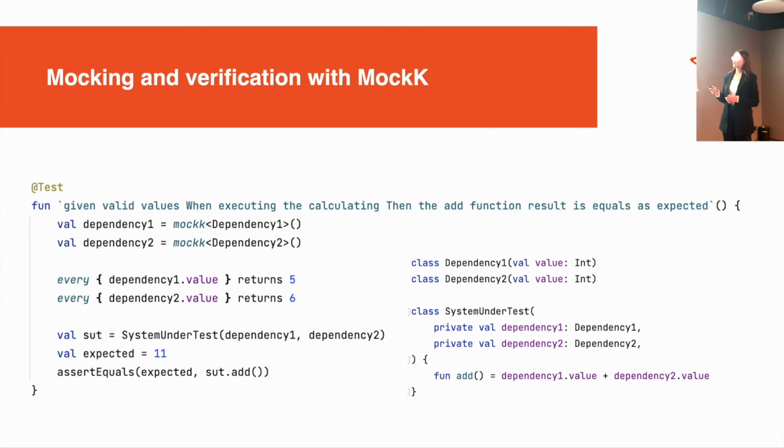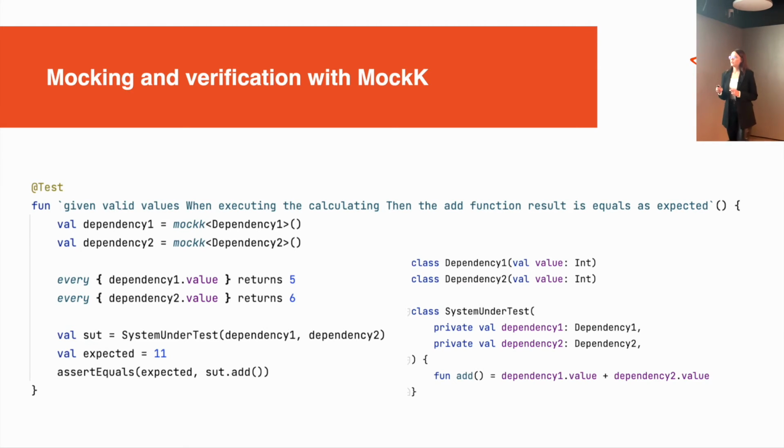So first we need to create mocks of our two dependencies. We say mock dependency 1, then we are mocking dependency 2. So we are creating these mocks. Then we need to stub them, so we need to tell them what they need to do. Every time we call dependency 1 and ask for its value, we return a 5. So dependency 1 value always needs to be 5, and for dependency 2 value, it needs to be 6.